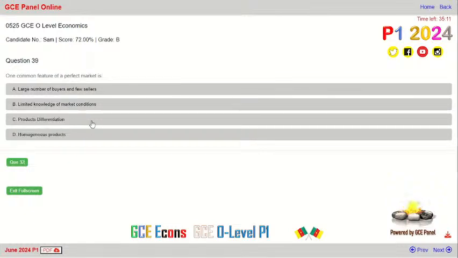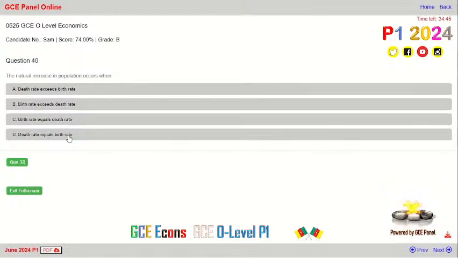One common feature of a perfect market is, so in a perfect market, you have a large number of buyers and a large number of sellers. So A is not correct. Limited knowledge of market conditions. This one is not good too. Product differentiation. Nope. We have homogeneous products. Well, okay. Let's take B and C.